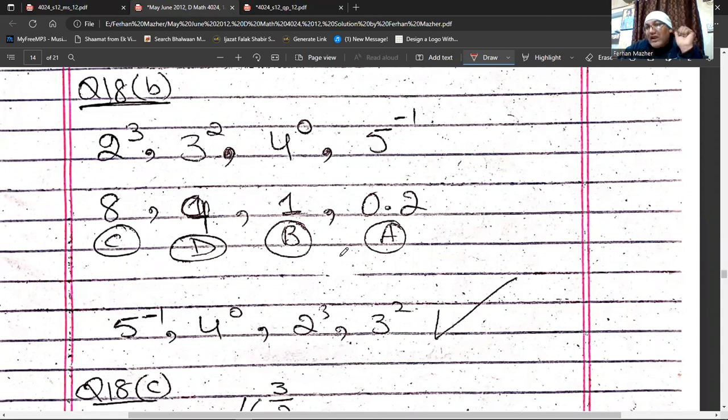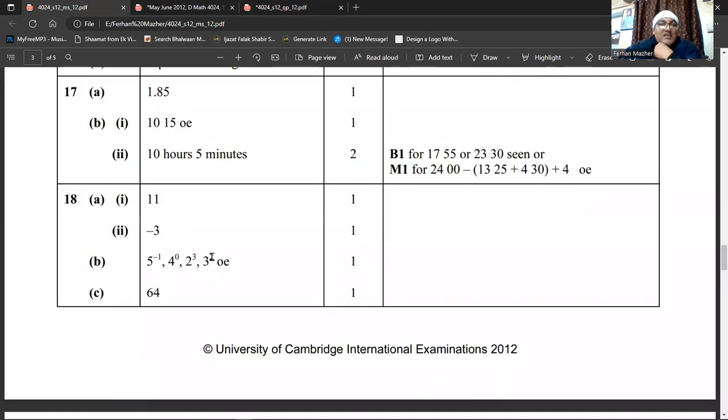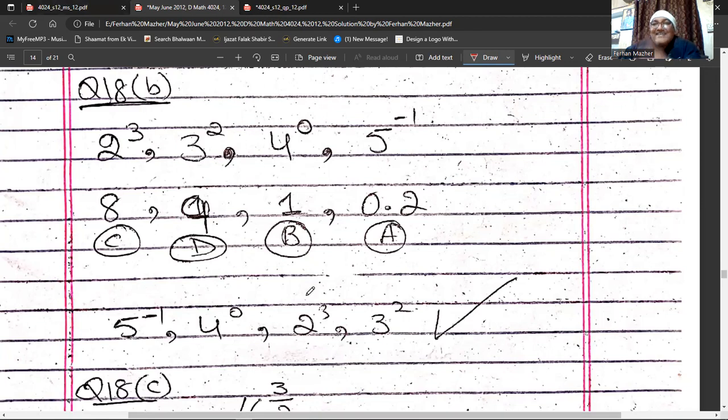So when you write the answer, you will write the original form. First of all, 5 raised to power minus 1, then 4 raised to power 0, then 2 raised to power 3, and then 3 squared. So this is my answer: 5 raised to power minus 1, 4 raised to power 0, 2 raised to power 3, 3 raised to power 2. So our answer is right.